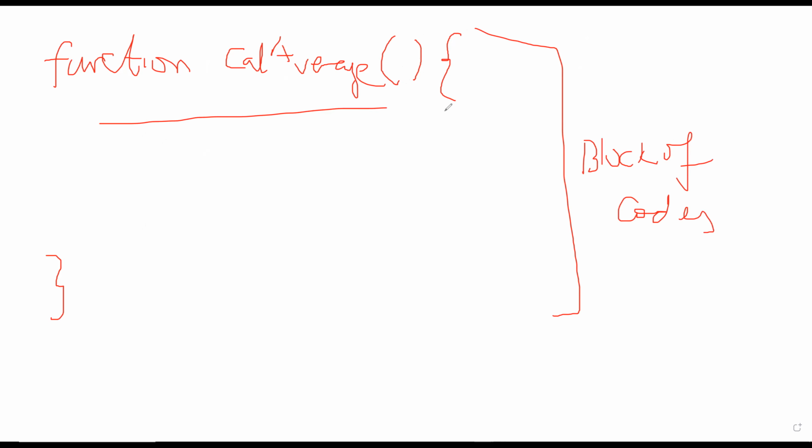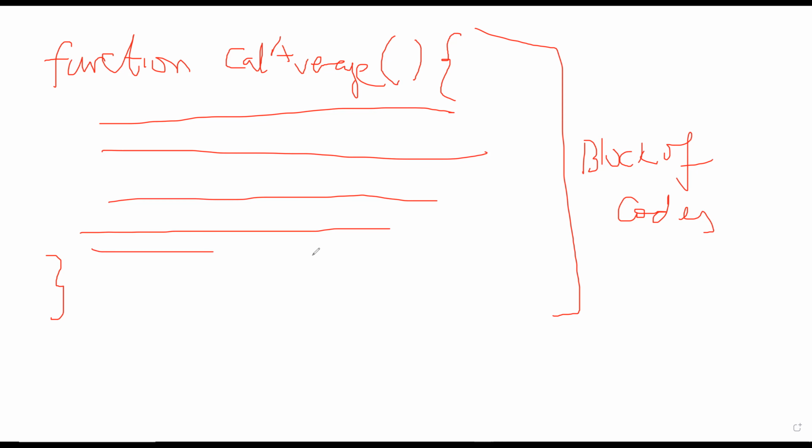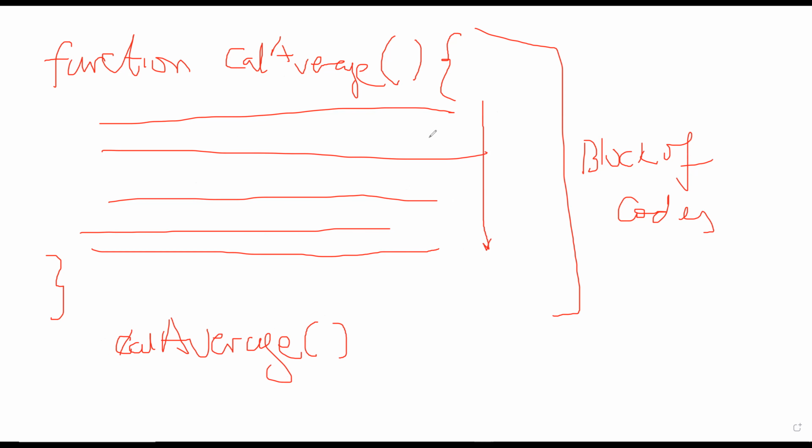And I can now have one or more code statements within this block of code. And if I want to call this function, all I need to do is call the name of the function, which in this case calculate average, then indicate the operator in front. So calling will now execute all these lines of code. To start from here, and it's going to end here.